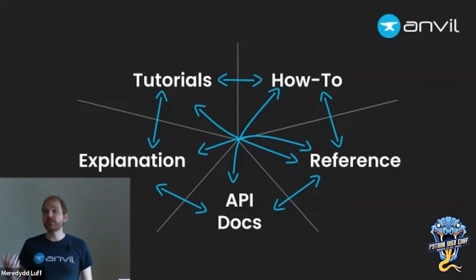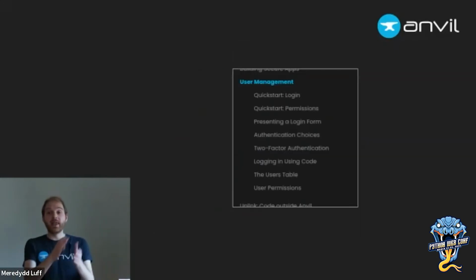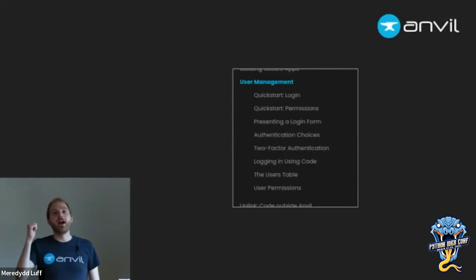Of course, links aren't the only way to do this. Sometimes you can just put things next to each other. So here is another section from the Anvil manual. This is the table of contents of the section about user management. Anvil has built-in user authentication, so you don't have to implement login or SSO or all that stuff. Eli was talking about this earlier in the conference, in fact.